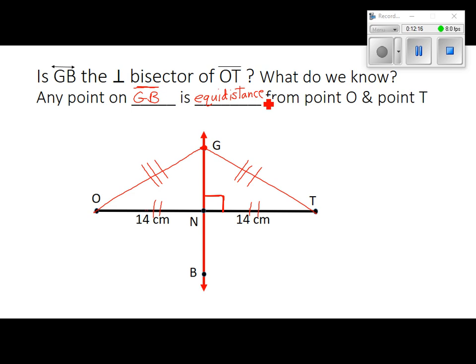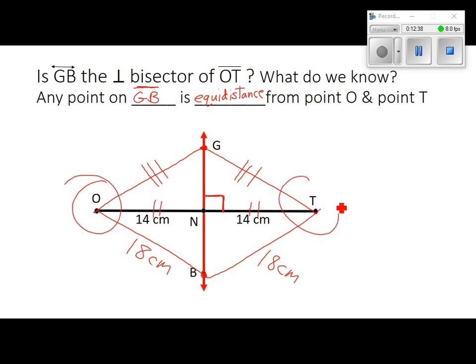So what do we know about point B? It's the same from B to T and B to O. So if I told you that this distance right here was 18 centimeters, what else do you know? This other one has to be 18 centimeters. Any point on that perpendicular bisector is the same distance from this endpoint as it is from that endpoint.